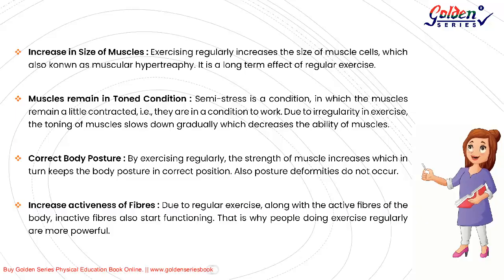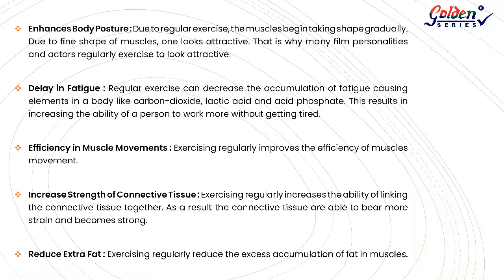Correct body posture. By exercising regularly, the strength of muscle increases, which in turn keeps the body posture in the correct position. Also, posture deformities do not occur. Increased activeness of fibers. Due to regular exercise, along with the active fibers of the body, inactive fibers also start functioning. That is why people doing exercise regularly are more powerful.